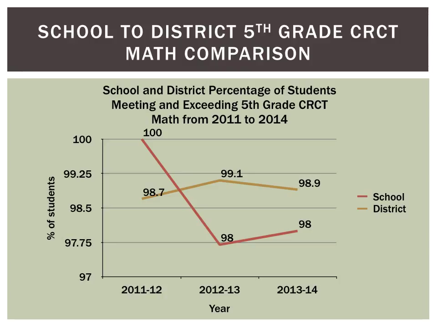This graph shows the comparison of Cleveland Elementary to Fayette County and the percentage of students meeting and exceeding on the 5th grade CRCT math from 2011 to 2014. At Cleveland Elementary, the percentage of students in 2011-2012, which was 100%, decreased to 97.7% in 2012-2013, and slightly increased to 98% in 2013-2014. In the district, 98.7% of students were meeting and exceeding in 2011-2012, increased to 99.1% in 2012-2013, but slightly decreased to 98.9% in 2013-2014.